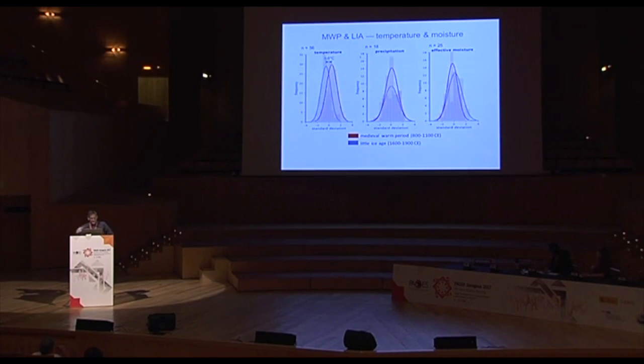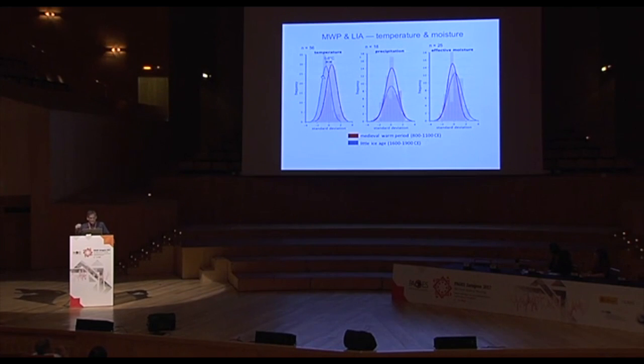And finally, we can explore the warmest and coldest portions of our reconstruction. In this case, we're just looking at the three centuries between 800 and 1100 CE relative to the Little Ice Age.